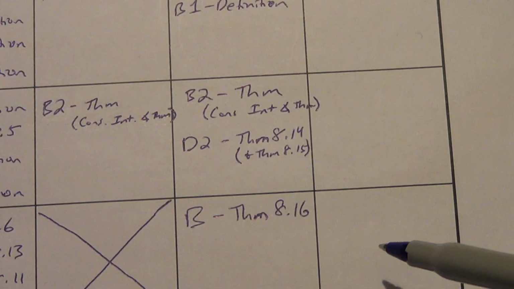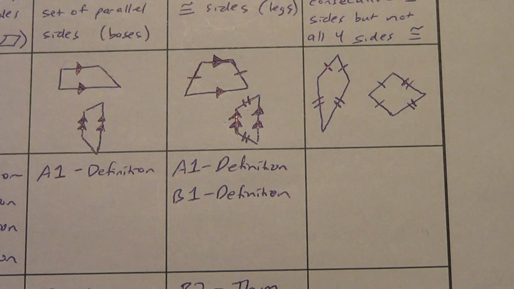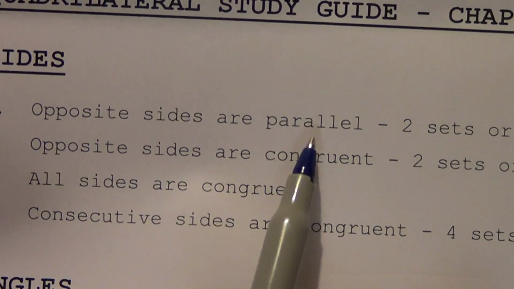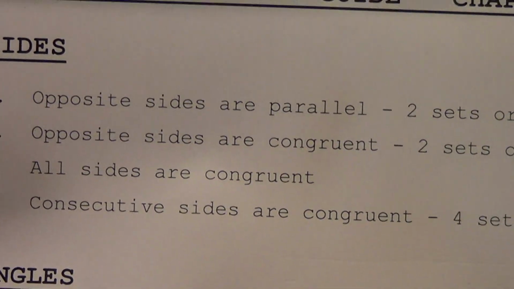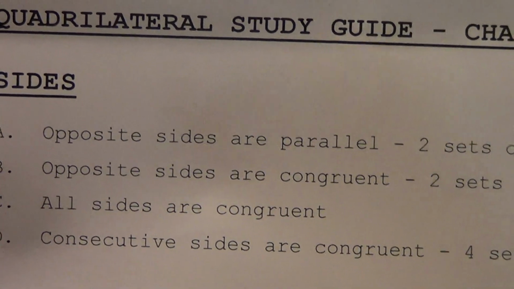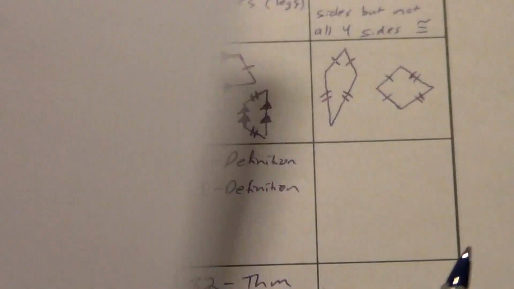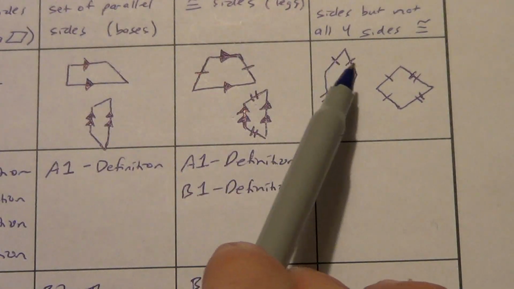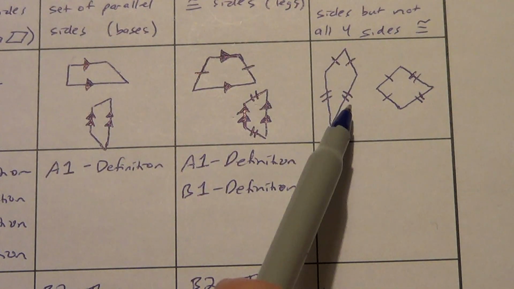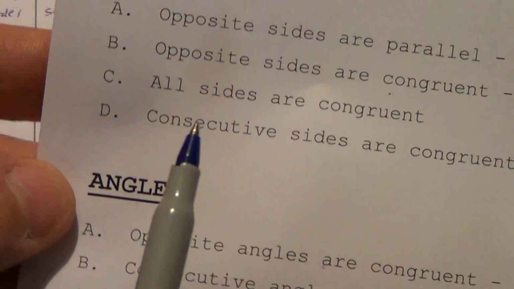Okay, so let's get into our sides, angles, diagonals, and other boxes. Sides. Let's go to our list again. Opposite sides are parallel? No, a kite is not going to have any parallel sides. That's one of the ways you could define it, that it does not have any parallel sides. Opposite sides are congruent? Now if you look at the picture, it's not the opposite sides that are congruent. It's the consecutive sides. So you're not going to have any opposite congruent sides.